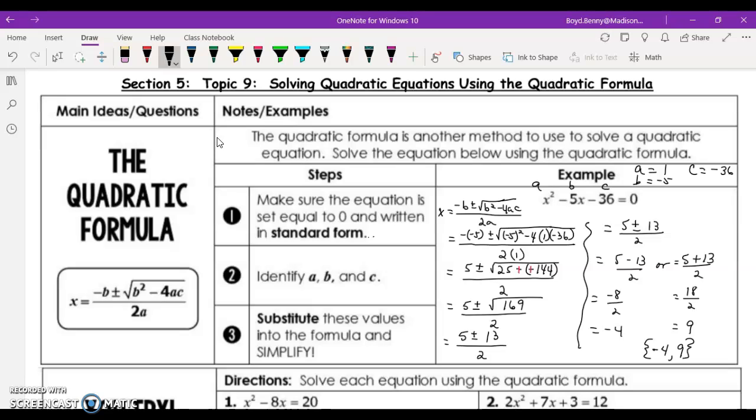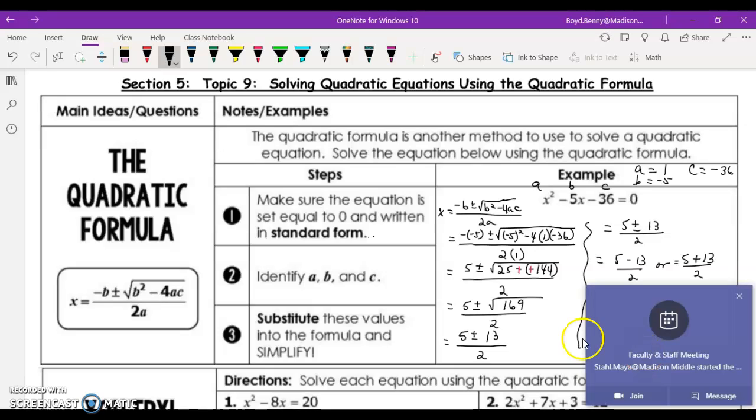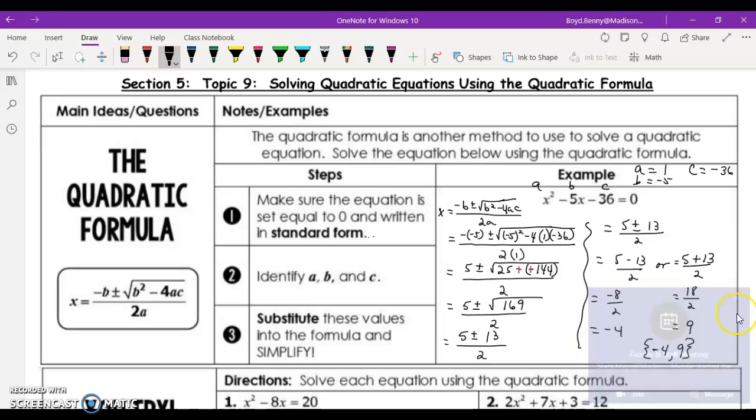Now notice how much work it took to get the answer to this problem. Well, that's the very reason that we use factoring or square roots if we can first, because using the quadratic formula is quite lengthy. However, if you use the quadratic formula, you can solve any quadratic equation.